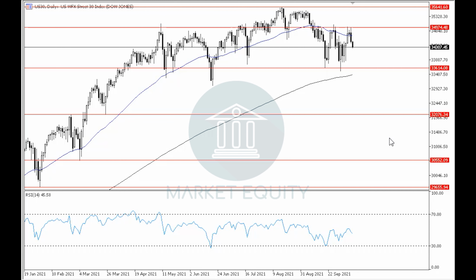I'm going to be talking about some of the instruments and their price movement predictions for the day, which falls on a Tuesday, 12th of October 2021.